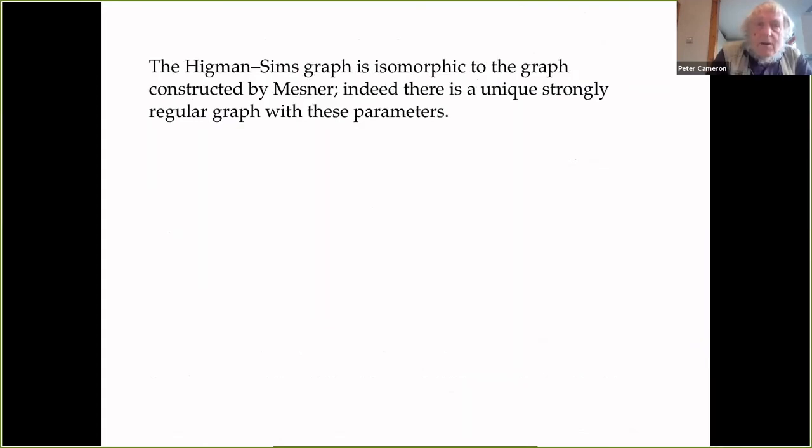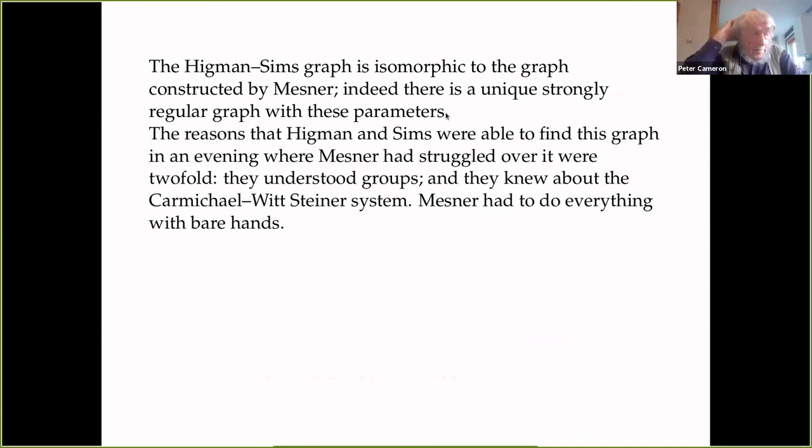Well, it turns out their graph, since Mesner had shown his graph was unique, must be the same graph that Mesner constructed. So why did Higman and Sims get the credit for this and not Mesner? Well, there are various reasons for that.